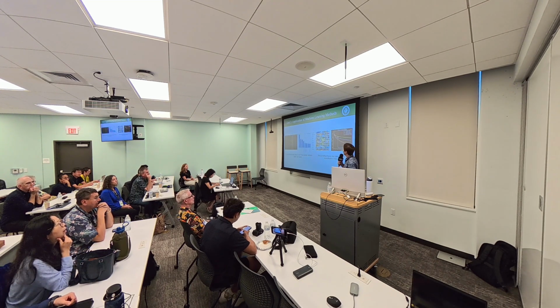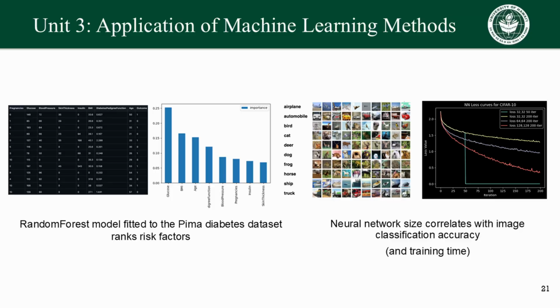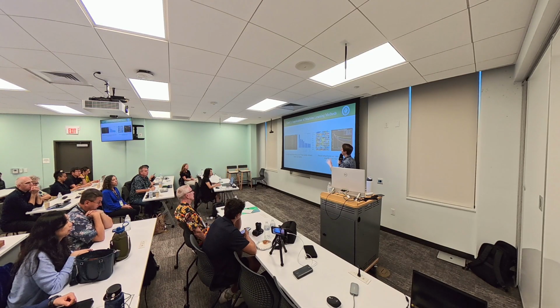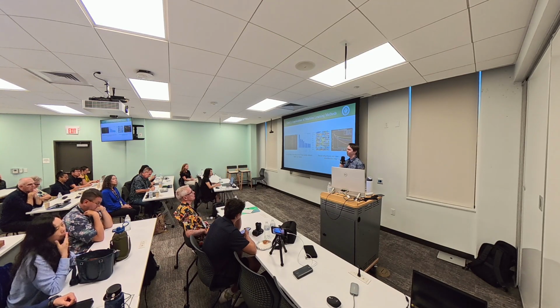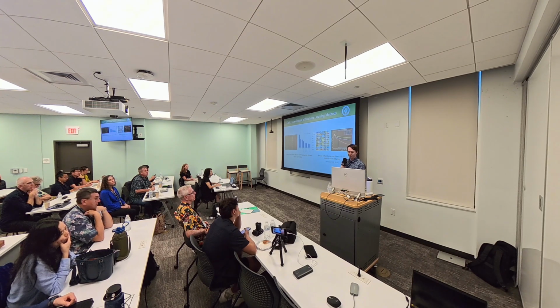And then the third unit is applying those models. On the left is showing applying a random forest and then doing feature analysis for a diabetes data set. And then the right is showing a learning curve, so how the loss function goes down as you train a neural network. Our neural networks are different sizes on image data. You can see that larger neural networks fit the image data better, but they still increase the training time.